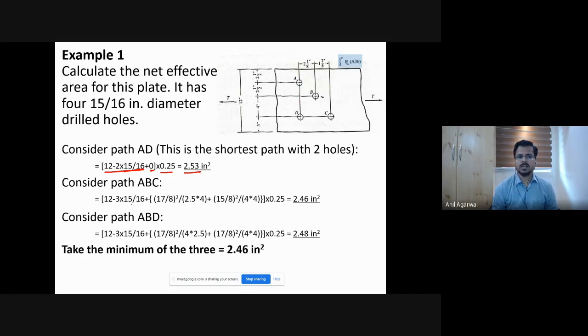Similarly, the net cross section for the ABC path will be again 12. Now in the ABC path, we have 3 holes that you have to pass through, so 12 minus 3 times the hole diameter, plus, now we have to see how many portions are inclined this time. You can see here there are two portions that are inclined, so you have to take that s square by 4g component.